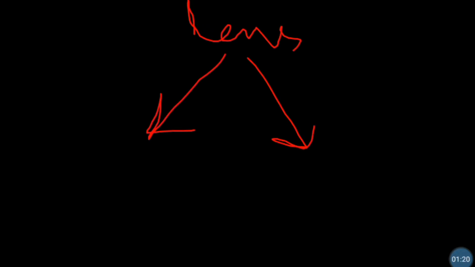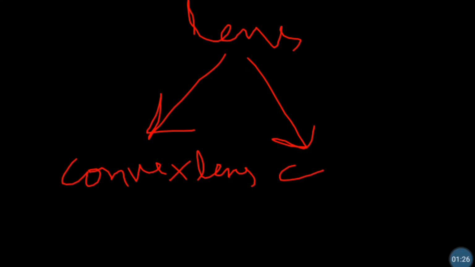So, there are two types of lens: convex lens and concave lens.